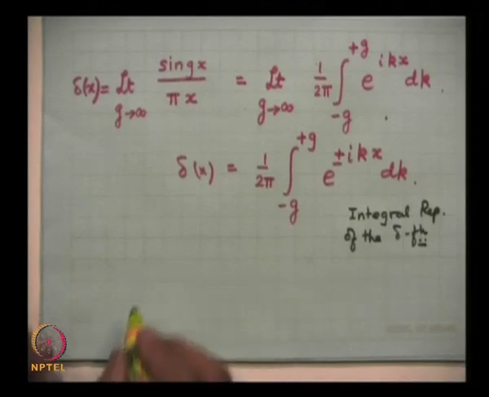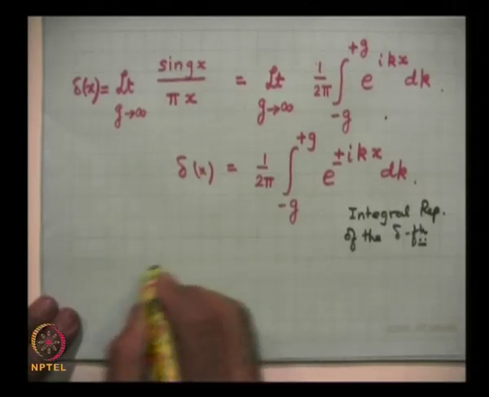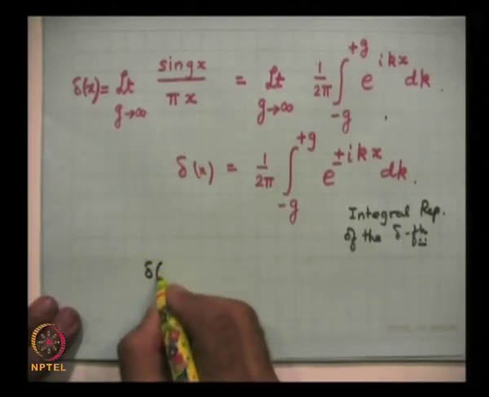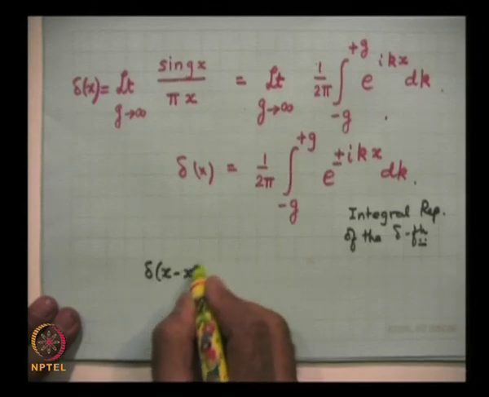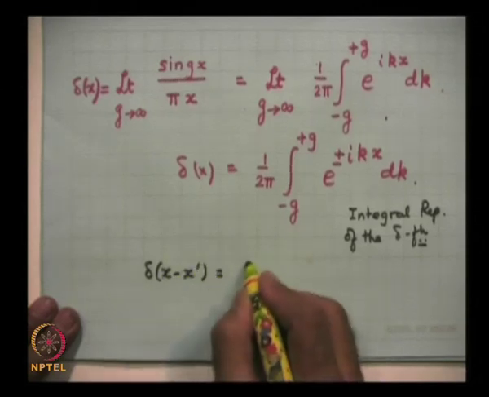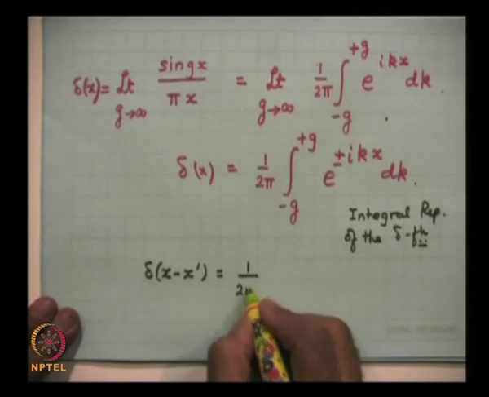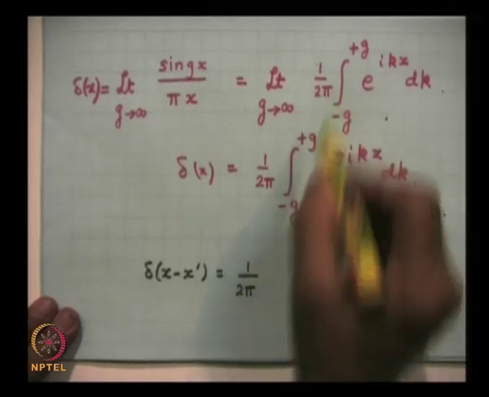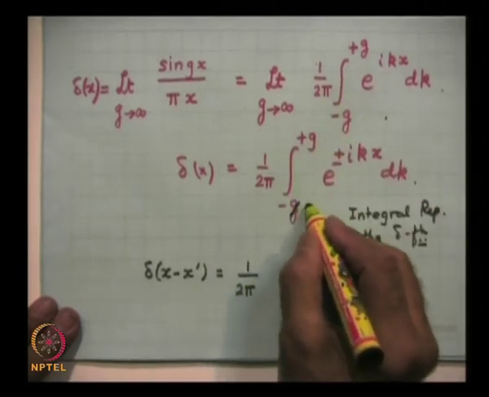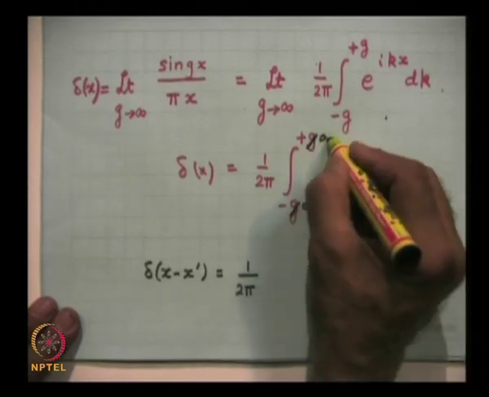So, if I shift the origin, if I replace x by x minus x prime, I get delta of x minus x prime equal to 1 over 2 pi. Sorry, because I have put g equal to infinity, I am sorry, this should be minus infinity to plus infinity.